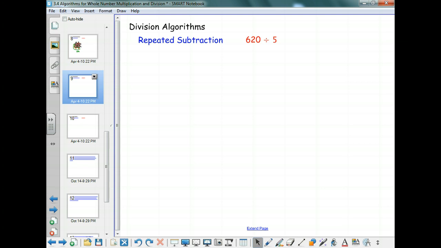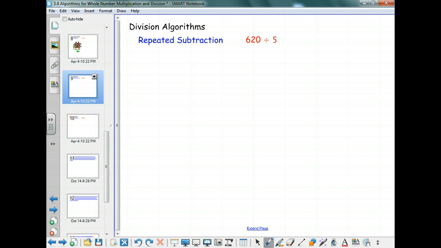Repeated subtraction is very intuitive. It makes sense, okay? But it can become very cumbersome and very long depending on what numbers you're working with. I promise you we're not going to work with ones that are crazy long on any tests or anything like that. But I do want you to understand how it works. All right, so 620 divided by 5.